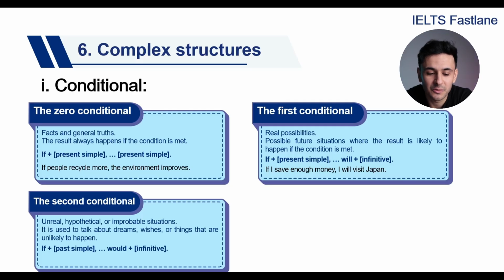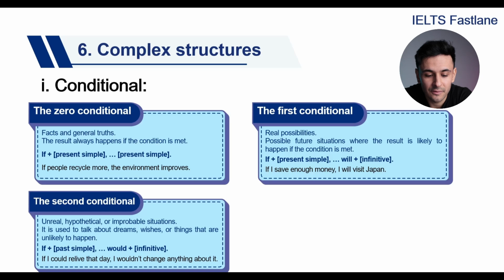So you construct this one with if, and then the condition is with the past simple, and then for the result, you use would plus the infinitive. If I won the lottery, I would buy a house. Winning the lottery is not very likely, and that's why it's better to use the second conditional.